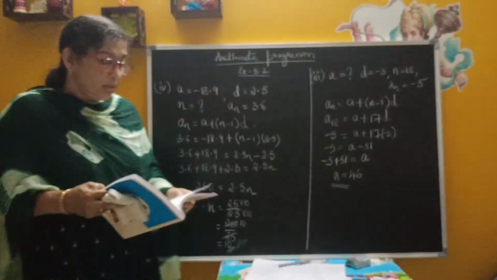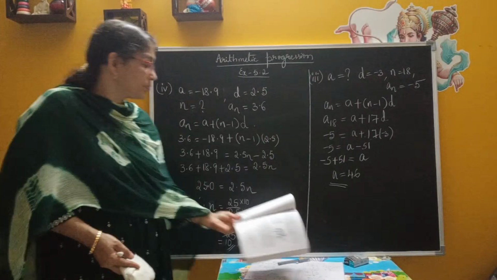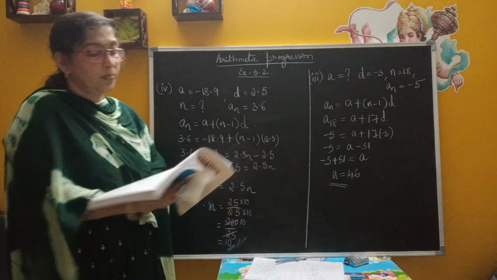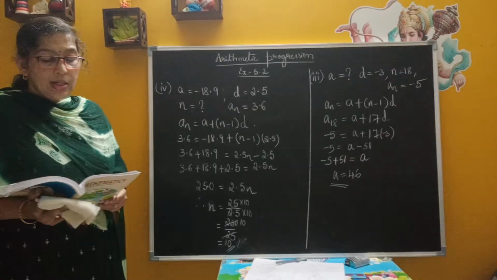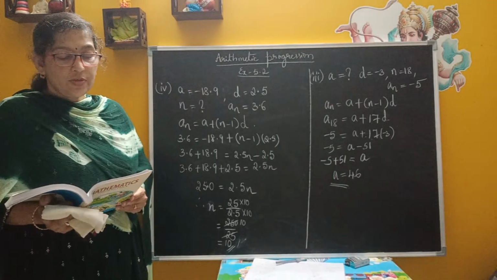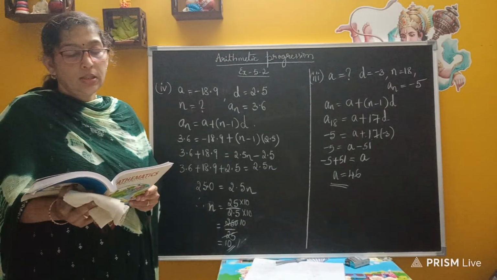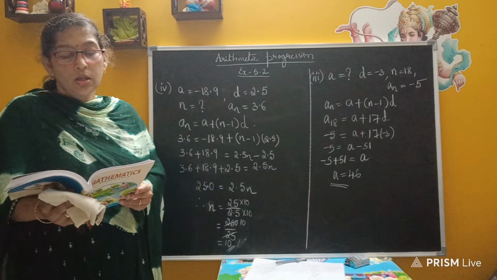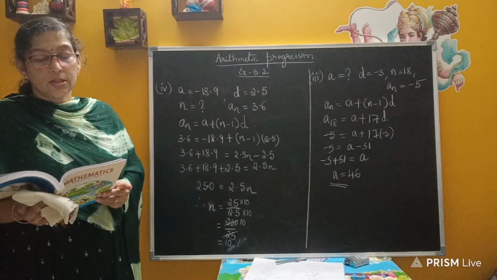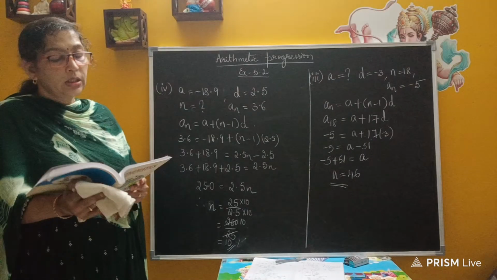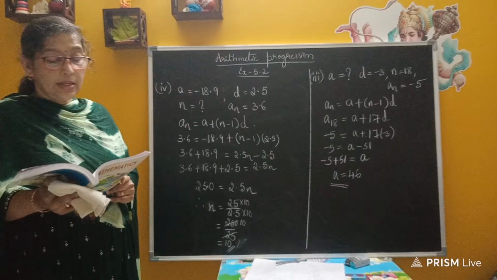Now let us go with second main. Choose the correct choice in the following and justify. First one: the 30th term of the AP 10, 7, 4, etc. is. Okay, what to find here? The 30th term. What is a? a is equal to 10.